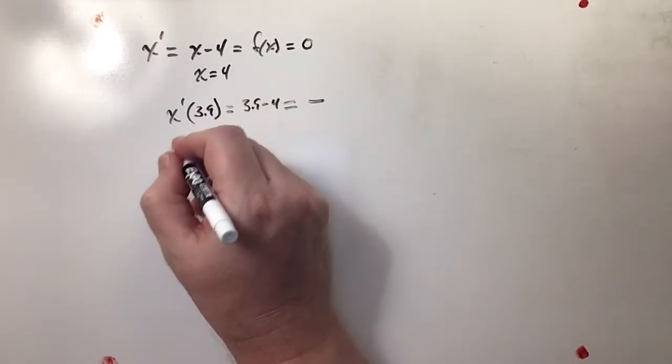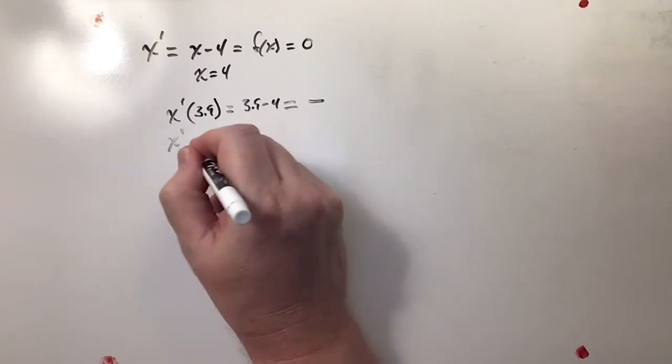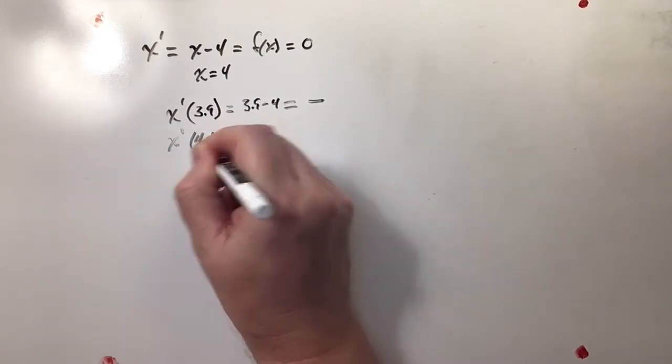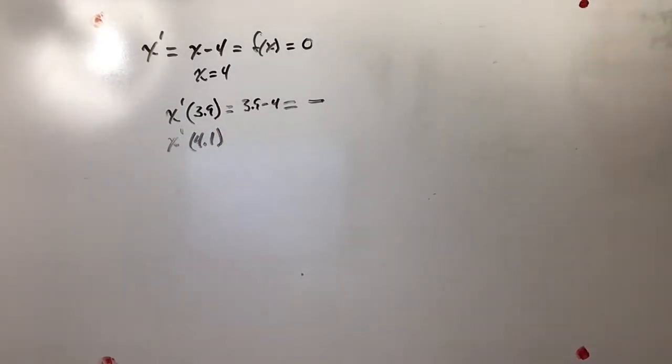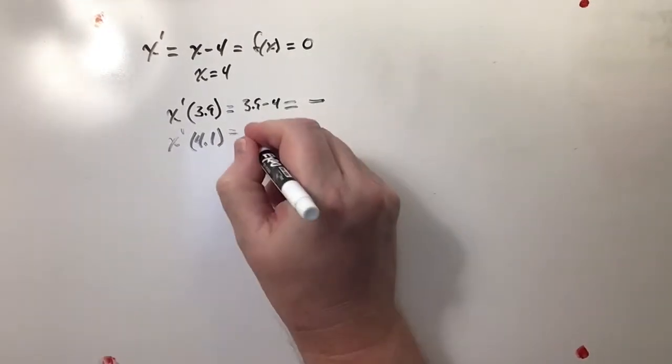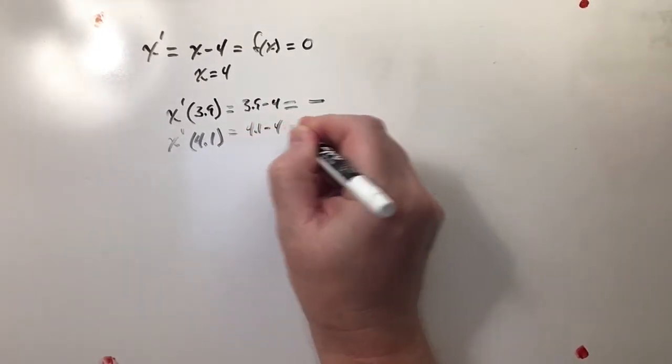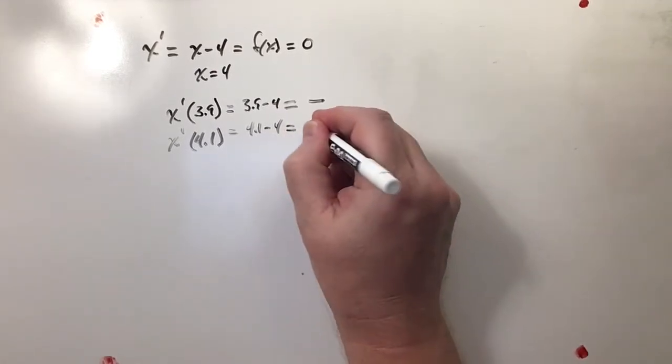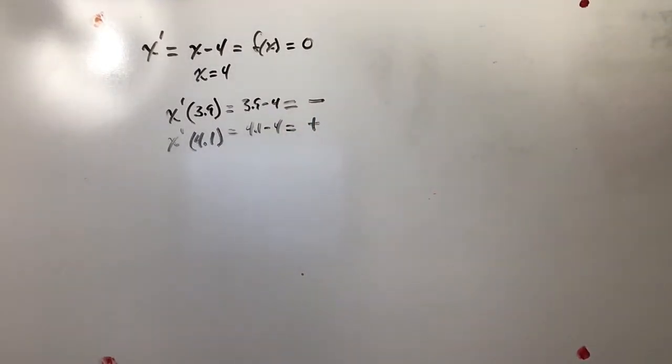Now let's check the other side, when x prime of 4.1. Okay, so when we're at 4.1, we can see that the function value now is going to be 4.1 minus 4. And again, I don't really care what it is, I just know that it's a positive number. And that means the slope is positive when I'm above 4. So if the slope is positive when I'm above 4, it means it's moving up and to the right. So as t goes larger, we're going to be getting further from 4.